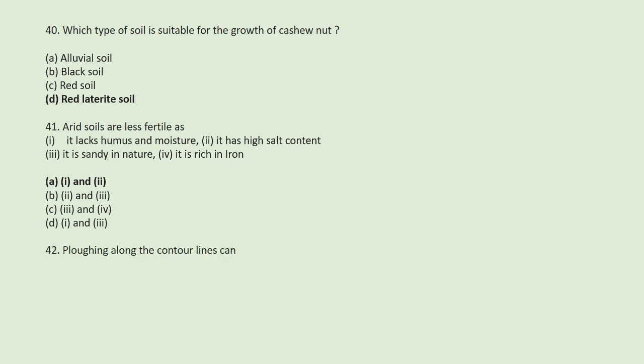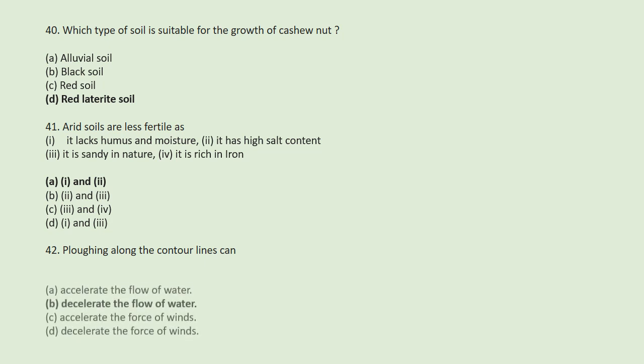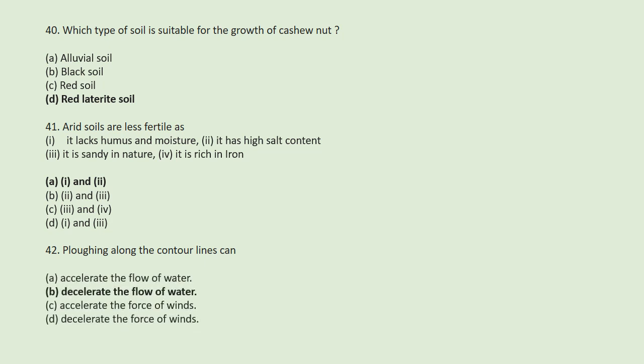Question 42. Plowing along the contour lines can A. Accelerate the flow of water. B. Decelerate the flow of water. C. Accelerate the force of winds. D. Decelerate the force of winds. Option B is the right answer. Plowing along the contour lines can decelerate the flow of water.